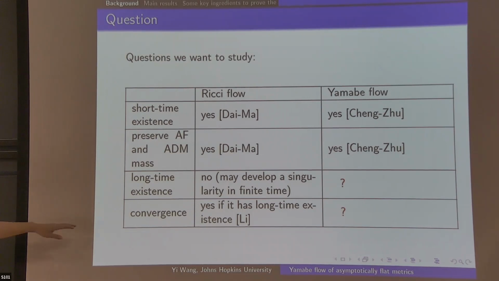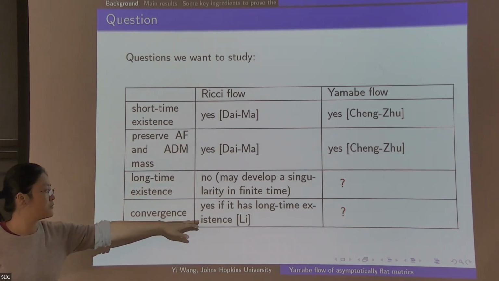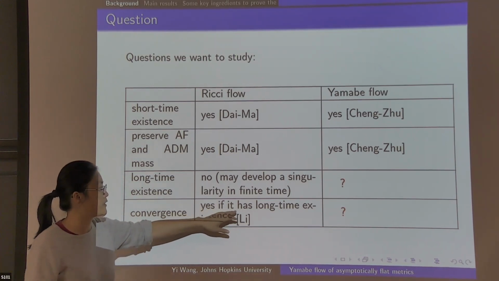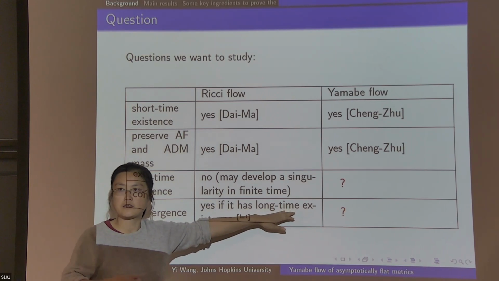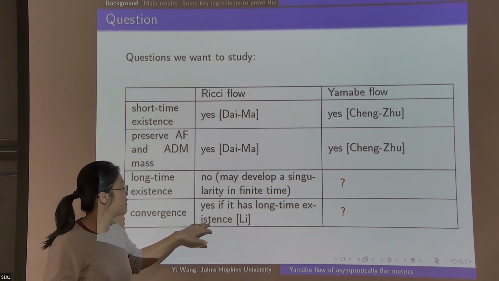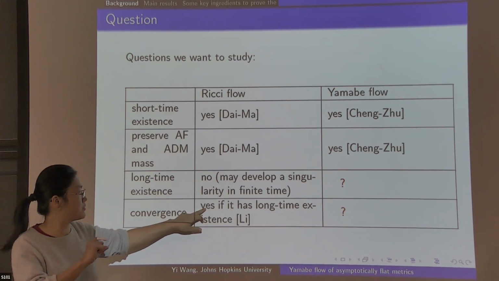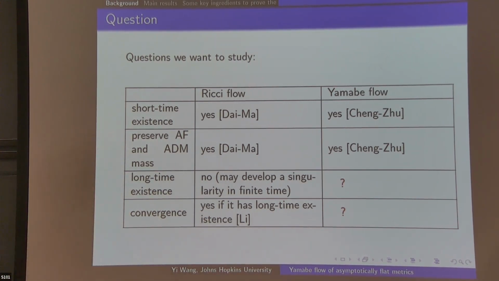So this is a recent work of Gilles, and he proved that if the Ricci flow has long time existence, then it actually converges. So it won't happen that you have some wild behavior at time infinity. In other words, the blow up for singularity would not happen at infinity. You have certain control as long as it has long time existence.